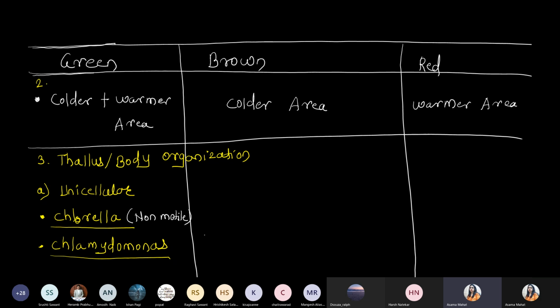I hope you remember when we discussed Chlamydomonas, it has the flagella, right? And if flagella is present, it means that body organization, these are the motile, right? So Chlamydomonas, write down inside the bracket, these are the example for motile organism. Okay, motile. So we are taking the two examples. Number one, unicellular: Chlorella, Chlamydomonas. Out of that, Chlamydomonas motile hai, and the Chlorella non-motile. So this part is clear, everyone? Got it?